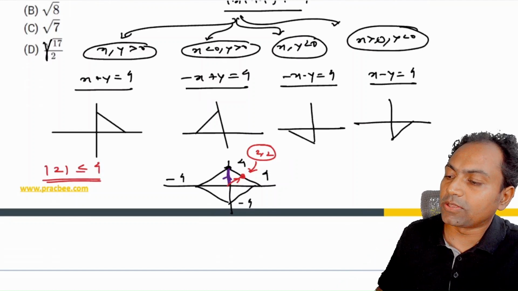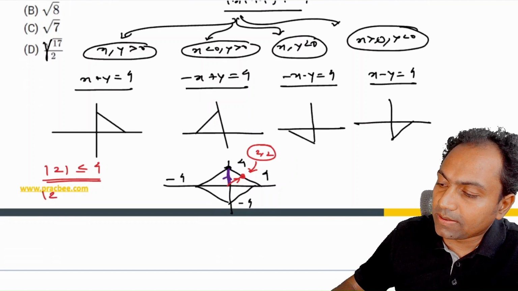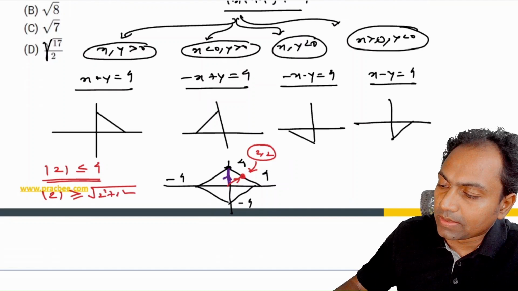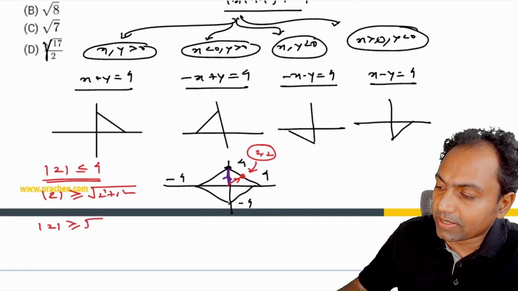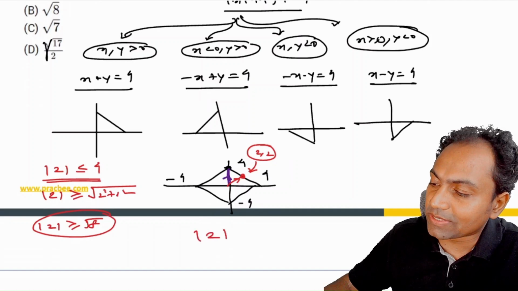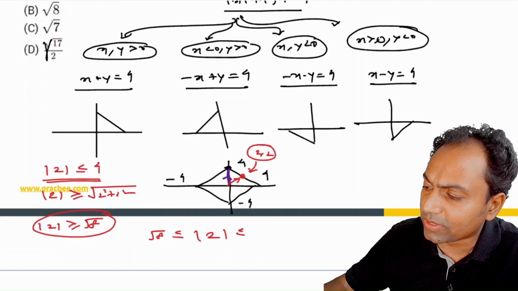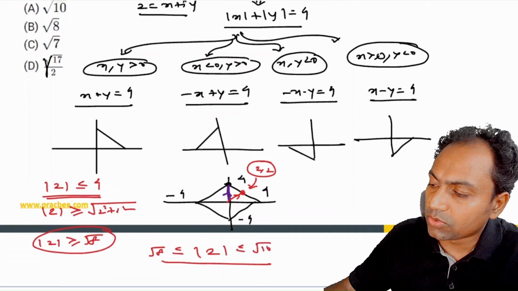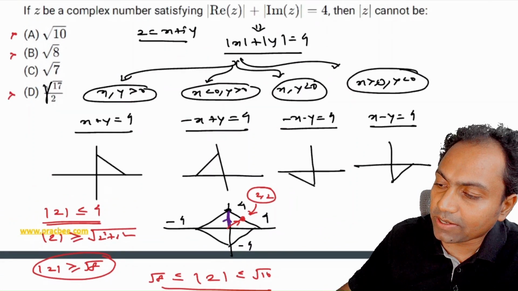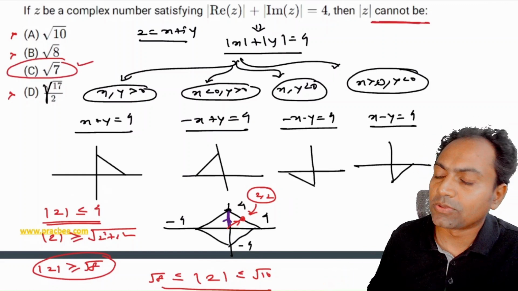So it needs to be smaller than or equal to 4. And the minimum value of modulus z needs to be greater than or equal to root of 2 square plus 2 square, that is nothing but root 8. So you can see that only those values of modulus are valid that are between root 8 and 4, that is nothing but root 16. So you can see your A option, B option cannot be correct for this, because they are talking about something cannot be. So cannot be is something root 7. So this cannot be your answer.